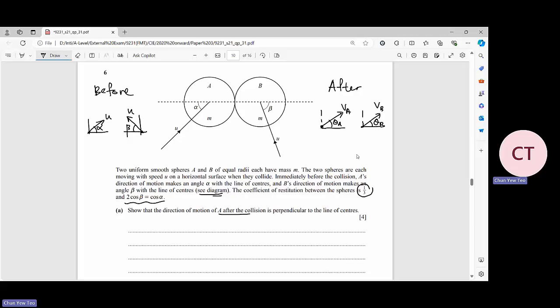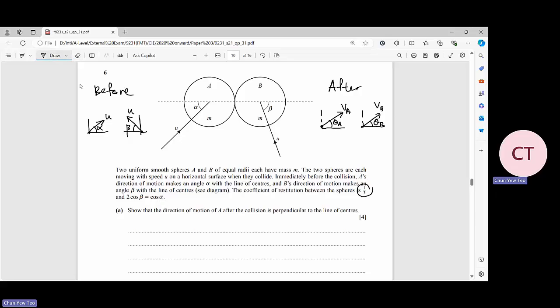So I need to show that the direction of motion of A after the collision is perpendicular to the line of center. That means I need to show that theta A, at the end, A will go this way, perpendicular. This is the line of center. So I want to show that VA goes like this. That means I need to show that theta A is 90 degrees. At the moment, I cannot say it's 90 degrees. I need to show it's 90 degrees.